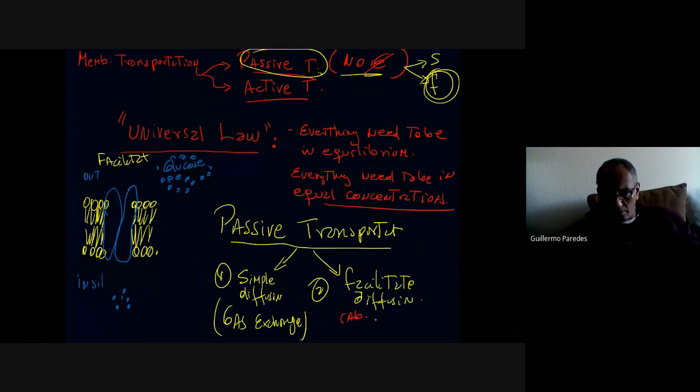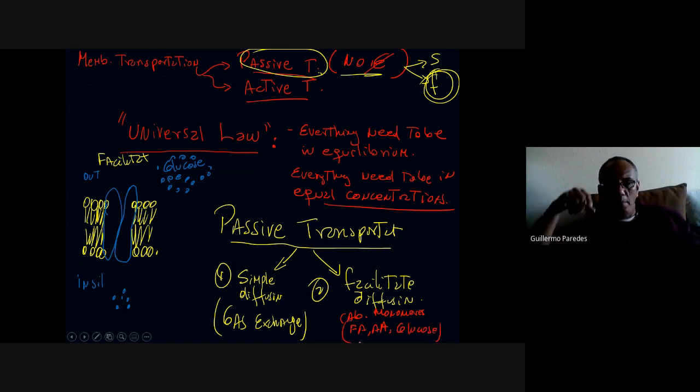So that is how the cells are going to take in the fatty acids, the amino acids, and the monosaccharides, like glucose, in order to get into the cell. So what is the best example for facilitated diffusion? It is the absorption of the nutrients: amino acids, monosaccharides, fatty acids. What is the best example of simple diffusion? The gas exchange. They do not need proteins to pass.